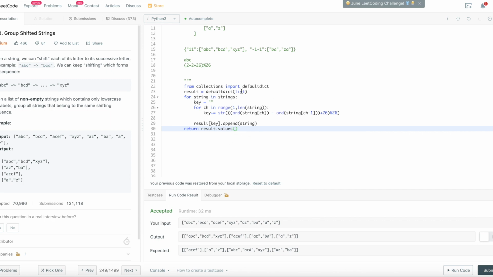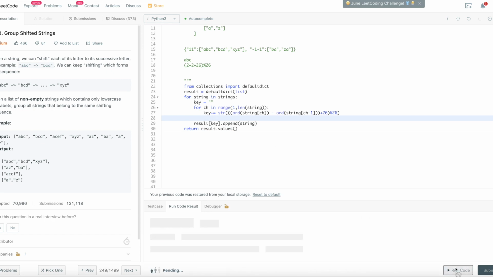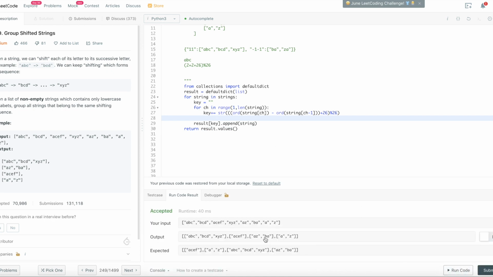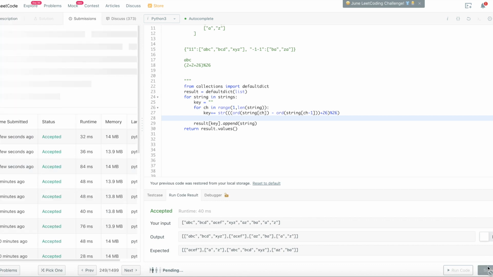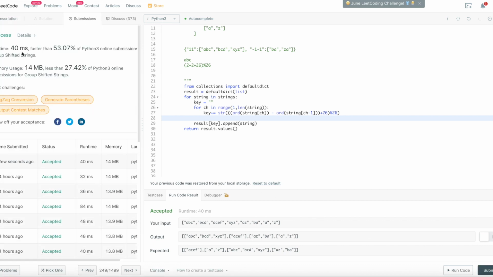Let's look at it one more time in case of any error. From collections defaultdict, result, string. Yes, this is going to solve this problem. Let's run this. See, it is accepted. And if I submit it, it is 40 milliseconds. Don't worry about this, because I've seen this solution at 98% also. I think there is some problem with LeetCode. Sometimes, see, it is now 76.